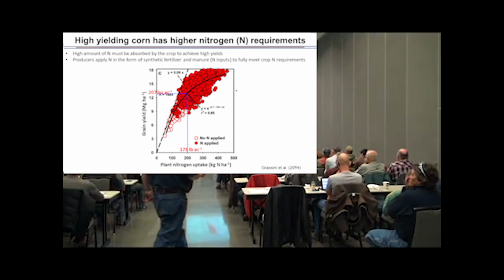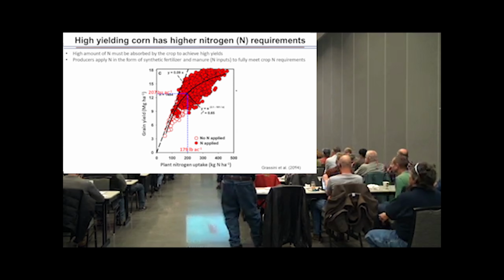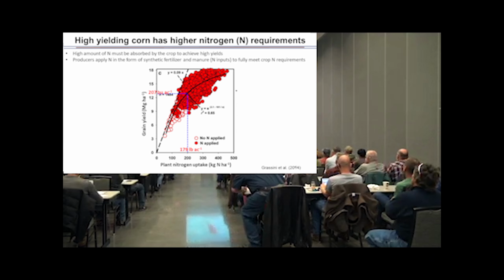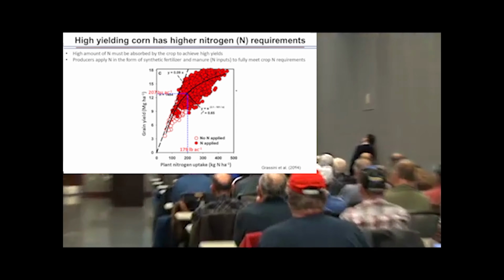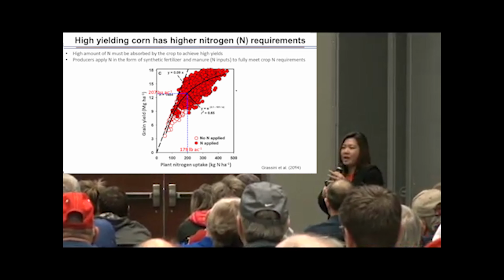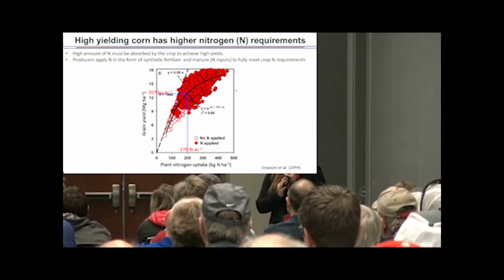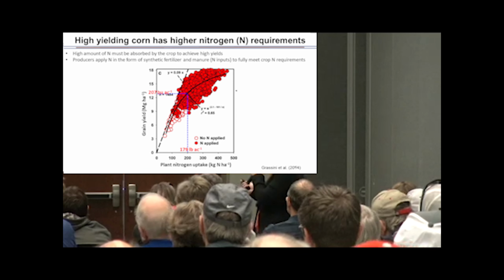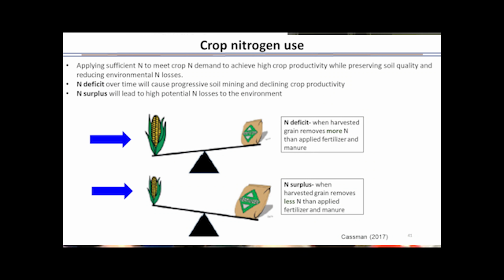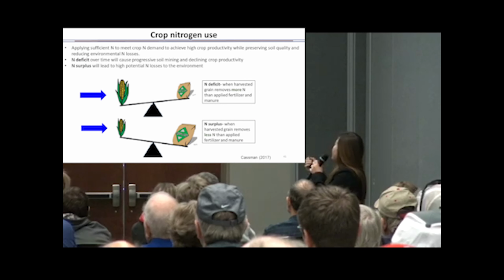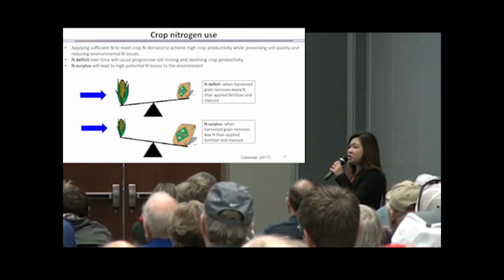And since we know that the indigenous soil nitrogen would not be enough to fully meet the crop nitrogen requirements, producers need to apply supplemental nitrogen, which mostly comes from synthetic fertilizer and manure, which we call here the nitrogen inputs. And now I'm showing the crop nitrogen use, and I have here two conceptual diagrams. First is this nitrogen deficit, which you can see here. It happens when the grain removes more nitrogen than the applied nitrogen inputs.